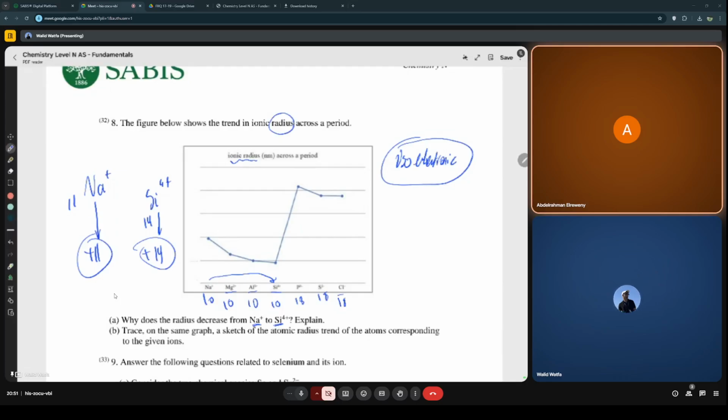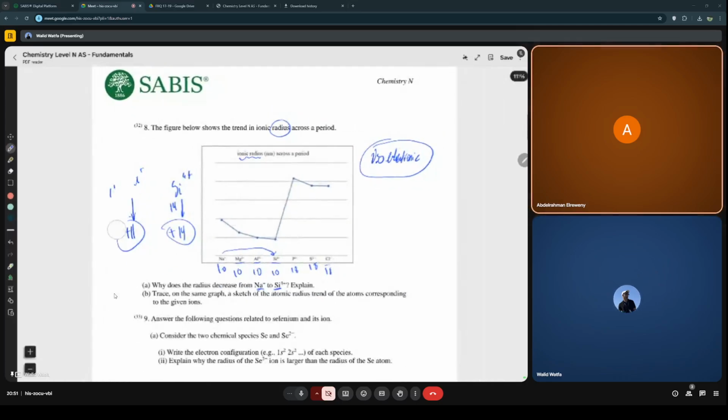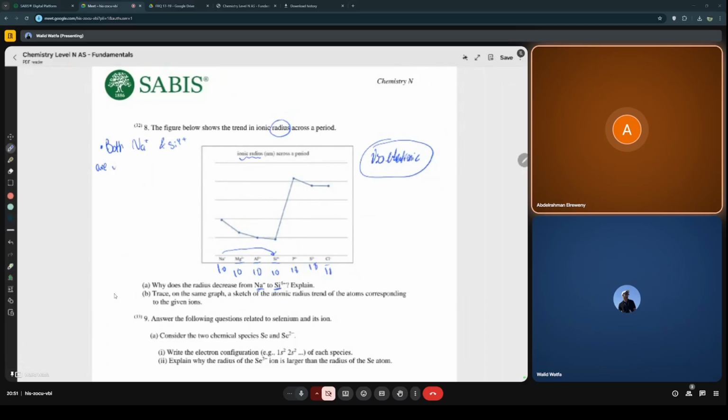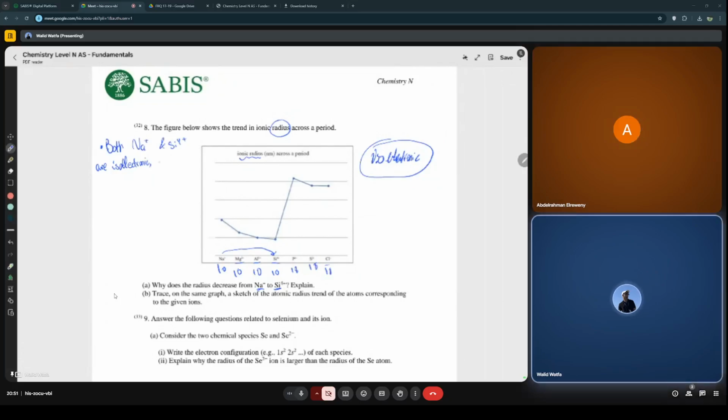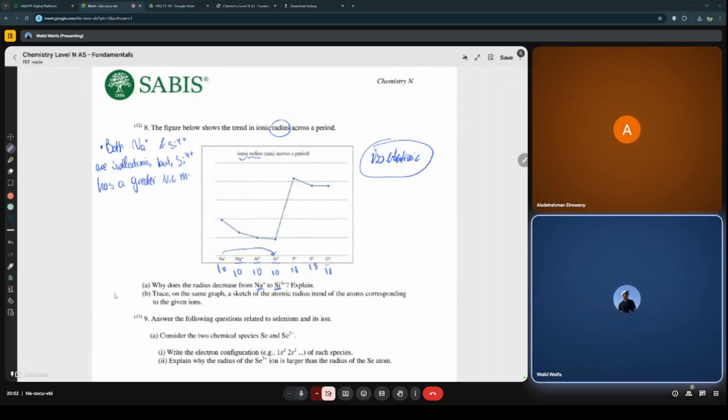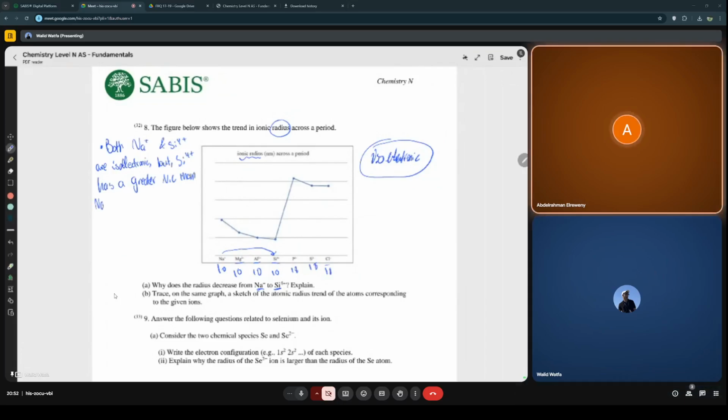Let's write this down. I'm gonna write it down here. Both Na plus and Si4 plus are isoelectronic. Oh, so it can have more nuclear attraction. Exactly, you got it. Therefore, we say but Si4 plus has a greater nuclear charge than Na plus. Therefore, what's gonna happen?